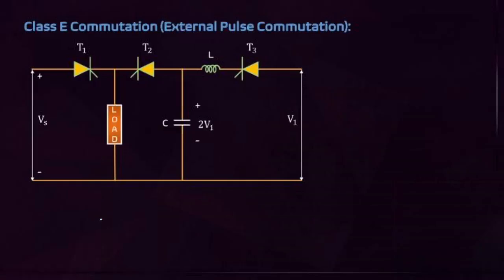But for class C commutation, we don't have any formula. Simply remember that in this class C commutation, we are using an external supply. That's why it is called external pulse commutation. This is the external supply.